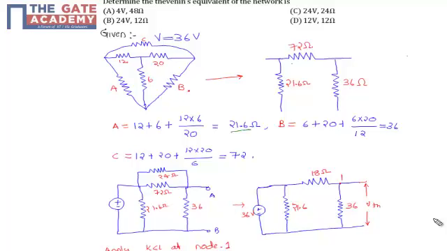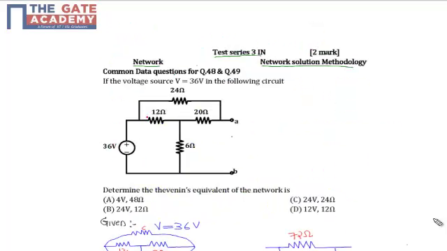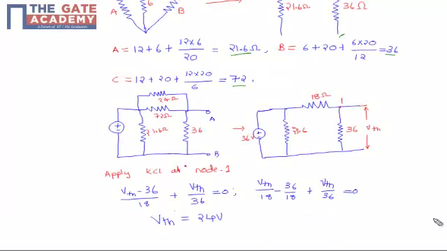Similarly for B, the same thing: the resistance 20 plus 6 plus 20 into 6 by the other resistance, that is 12 ohms. From that we can find the value of B. In the same way we can find the value of C. Substituting the values of A, B, C in the pi network, we get the pi network like this. The circuit becomes like this.